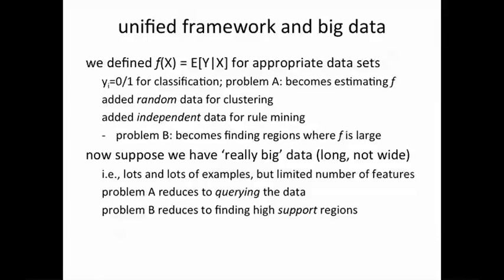Finally, remember that even though in principle we added random data for clustering and for rule mining, it was a thought experiment. So we don't actually add data. We can compute the value of f by dividing by the probability of that particular combination occurring, assuming uniform density of data, or the particular probability assuming independent data, by direct calculation rather than by adding random sets of data. I hope that's clear, that you don't actually have to add data.